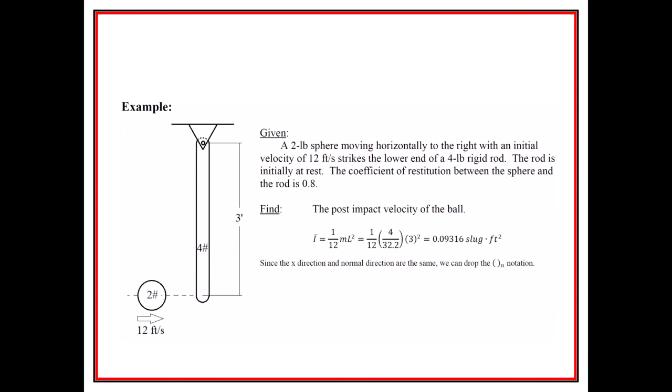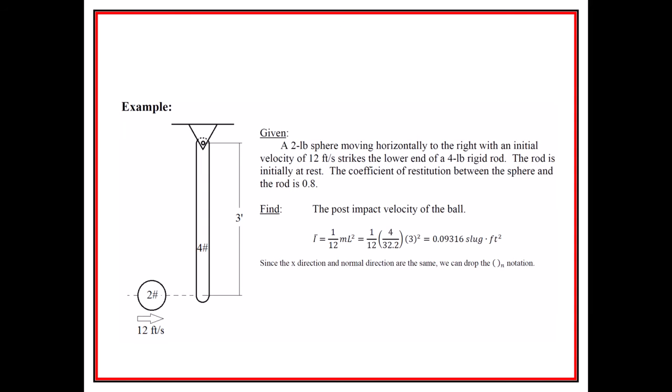The rod is initially at rest. The coefficient of restitution between the sphere and the rod is 0.8. Find the post-impact velocity of the ball. We get the mass moment of inertia of this big 3-foot rod. And so I think of almost like a really heavy yardstick.